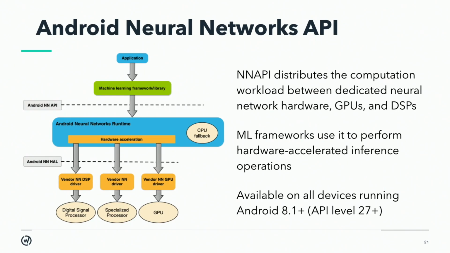I want to say a few words about Android Neural Networks API as well. As app developers, we don't really need to know about it in depth. That is actually a lower level API that the developers who work on machine learning frameworks need to use. But basically what it does is allow access to the dedicated neural network hardware, GPUs, and DSPs. And machine learning frameworks use it to perform hardware-accelerated inference operations. It's available starting from Android 8.1.